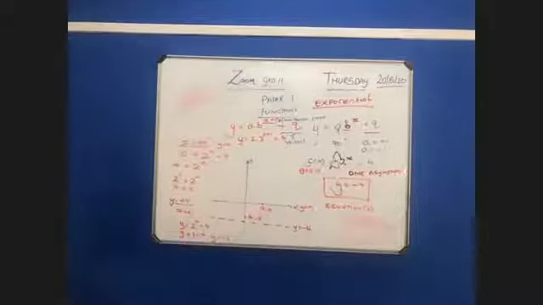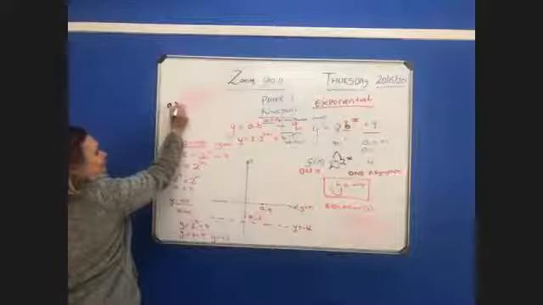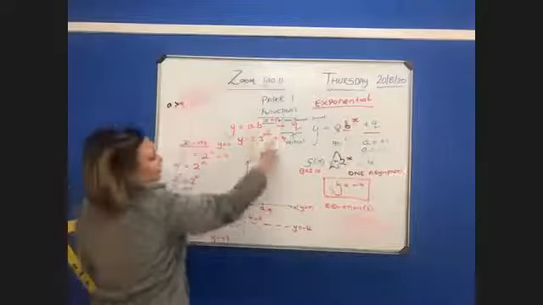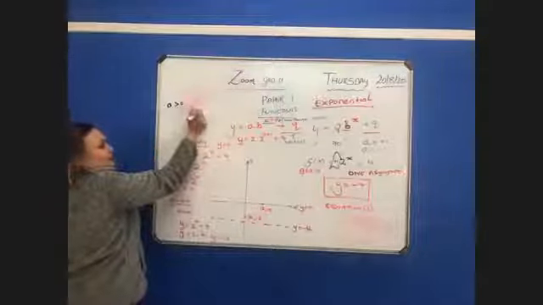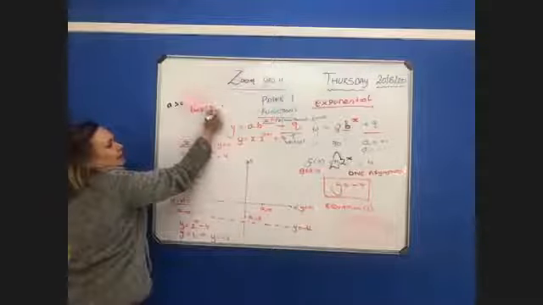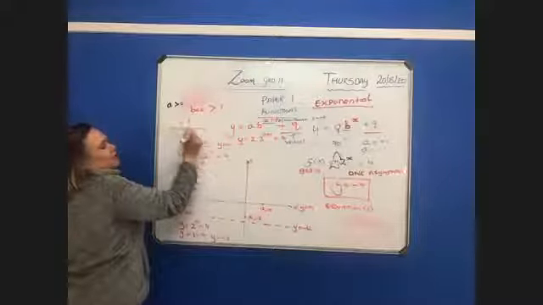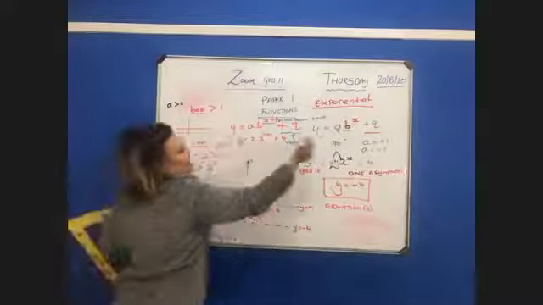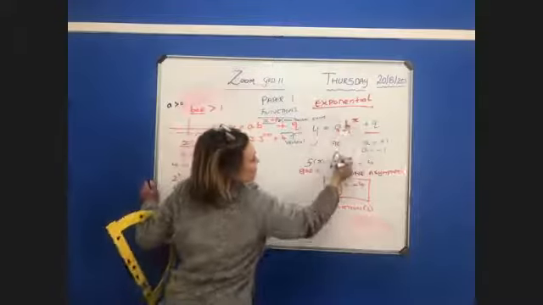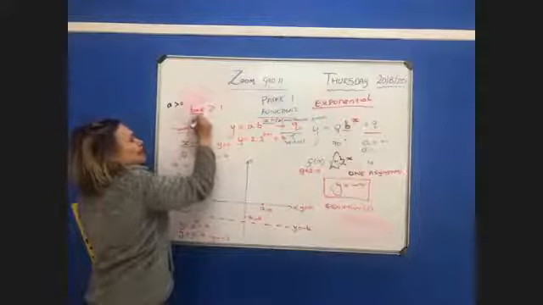Let me just find my pen. So as long as the a is positive, bigger than naught, not negative, if your base is bigger than 1, then I have a little story. Just think of it like this. Wherever your asymptote is, if your base, that number, is bigger than 1, the airplane flies towards the sun.